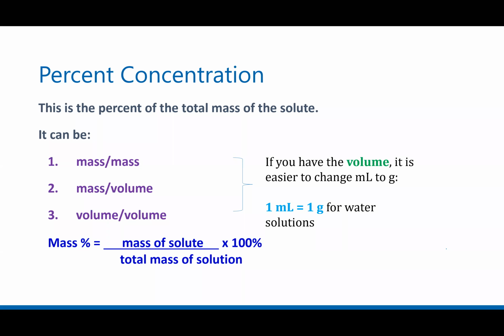Okay, so let me just quickly move into the next 2 types. I'll show you some examples and we will practice this tomorrow. All right, so the next type of concentration is percent concentration. This is in your data booklet.